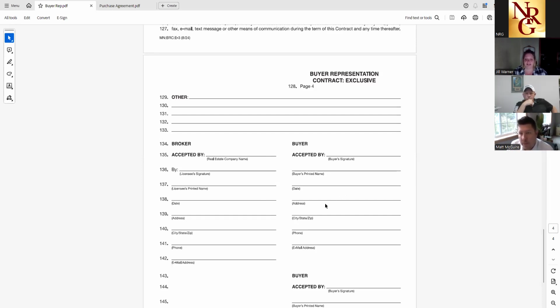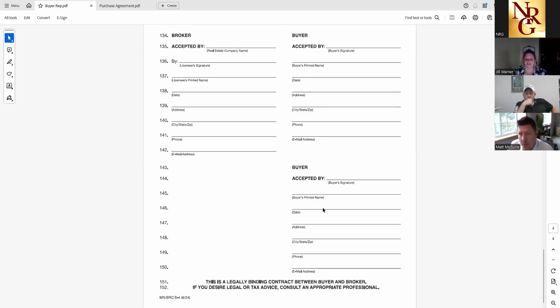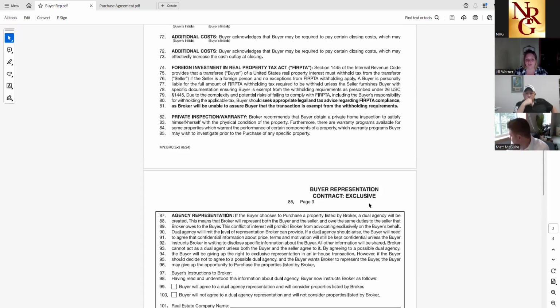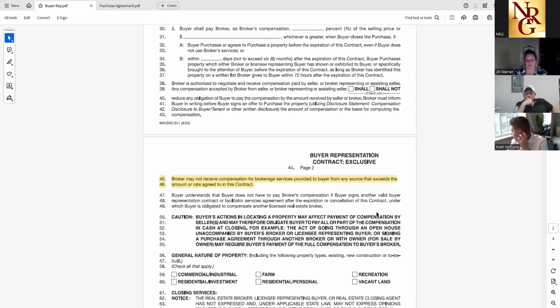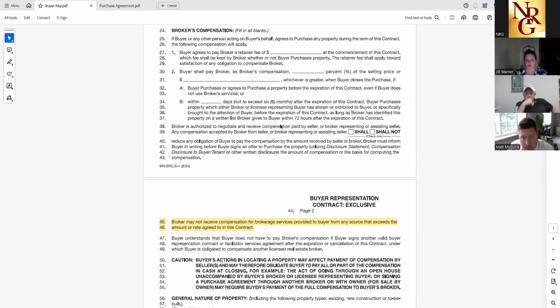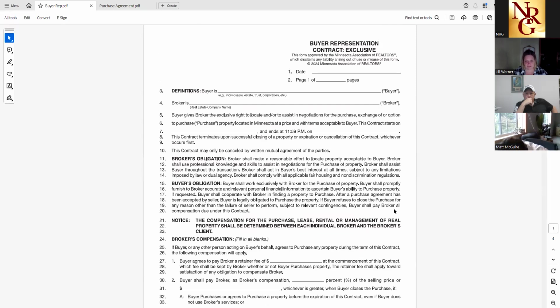So everybody wants to get signed here. And then obviously there would be, I'm just going off of the forms that are here, that wire fraud disclosure. But again, this is the only big change on this buyer representation agreement. And again, it's just highlighting 45 and 46. So very important to get this filled out. Randy, anything you want to add on that buyer rep before we move on to the PA?